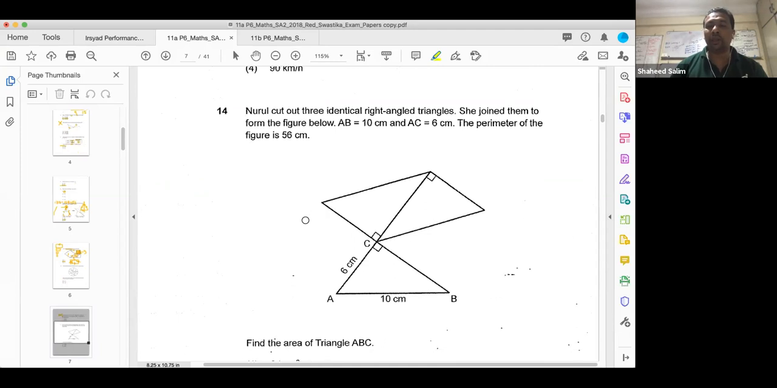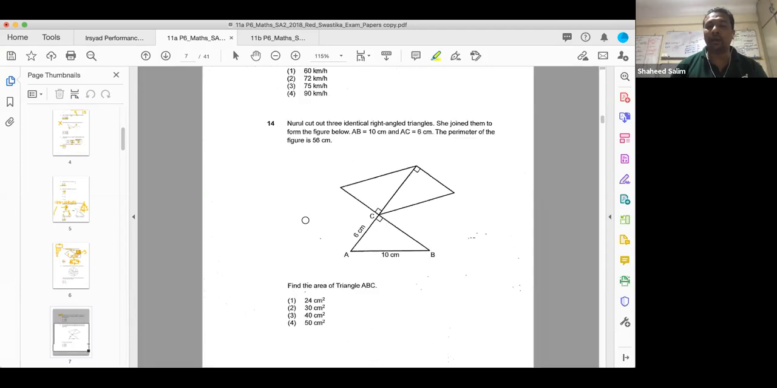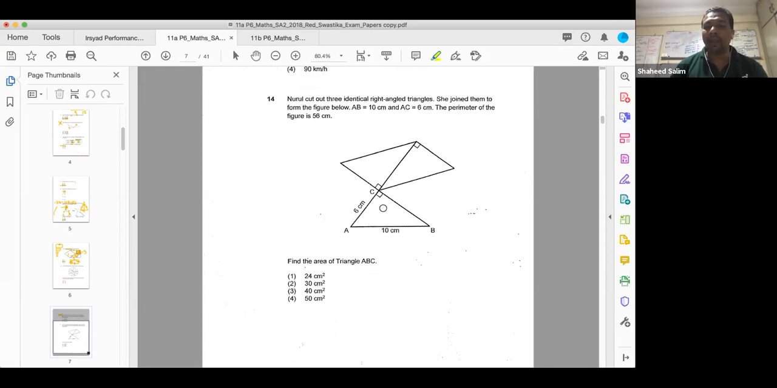Okay, we move on to this particular one. Find the area of triangle ABC. They want to find the area of this triangle. Can you find the area? You must remember, you have to identify the base and the height.